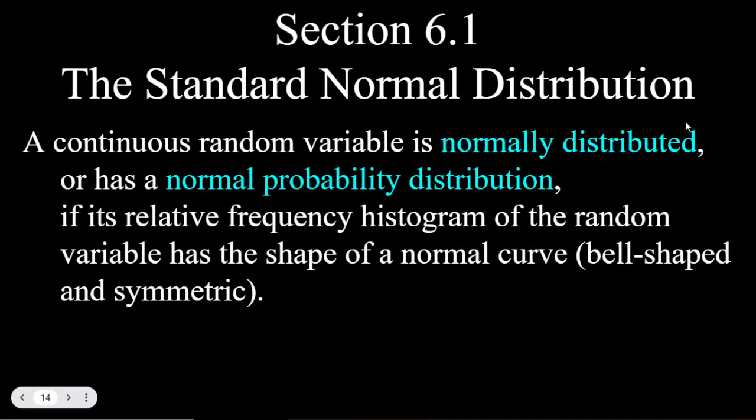So now that we've gotten the introductory stuff kind of out of the way, we want to focus in on section 6.1, the standard normal distribution. So first, just to remind us, a continuous random variable is normally distributed or has a normal probability distribution if its relative frequency histogram of the random variable has the shape of a normal curve, which means it's bell-shaped and it's symmetric.